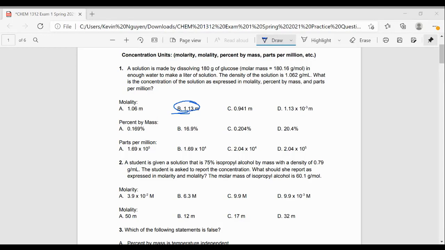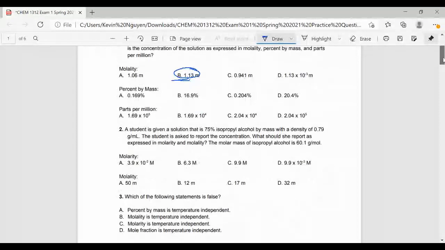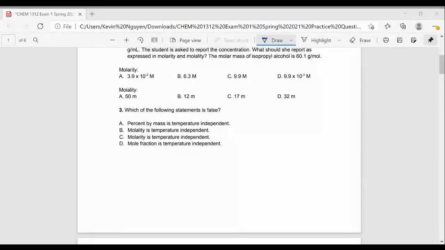So let's move on to 3 real quick. I'm going to scroll down. Looking at 3, which of the following statements is false? We're just going to go through each of them. Percent by mass is temperature independent. You guys already figured it out, but we'll still have to go through them.